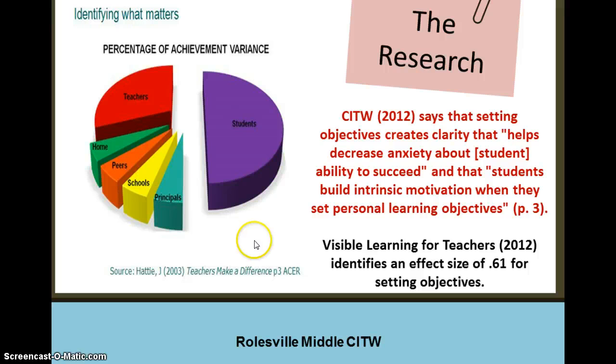And also last year, Mrs. Lassiter had the staff look at Hattie's research, and Hattie basically did research on things that increase student achievement. Setting objectives has an effect size of 0.61. Ideally, we want students to grow a year in the time that we have them for that year, 1 year of growth. And just by setting objectives, that is a 0.61 effect size.